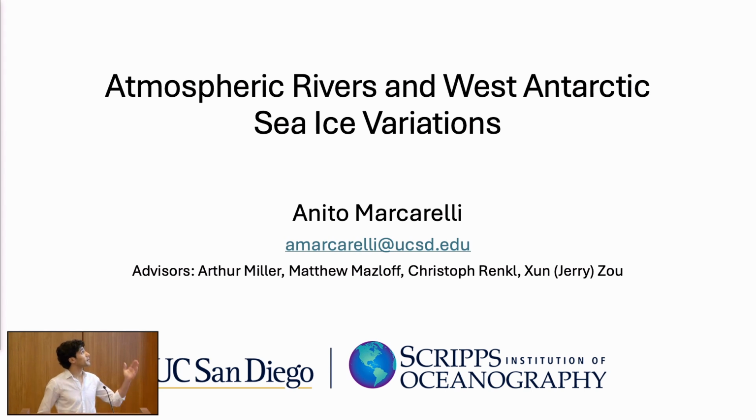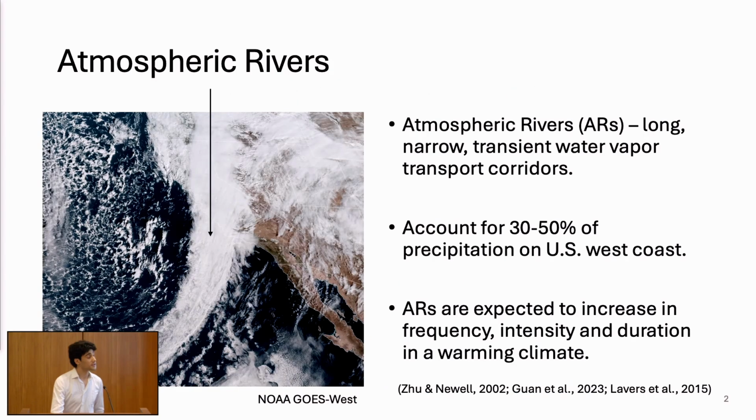And so my talk is about atmospheric rivers and West Antarctic sea ice variations. Okay, let's begin. So what actually is an atmospheric river? Atmospheric rivers, or ARs, are these long, narrow, transient corridors of water vapor transport. They're usually formed in the mid-latitudes, where the intersection of the cold polar air meets the warm tropical air and forms these strong winds. These strong winds can sometimes pick up evaporated water vapor from the tropics.